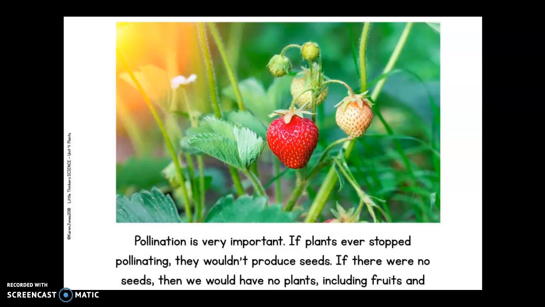Pollination is very important. If plants ever stopped pollinating, they wouldn't be able to reproduce. They wouldn't be able to produce seeds. If there were no seeds, then we would have no plants, including fruits and vegetables.